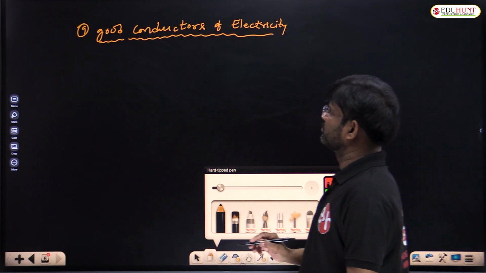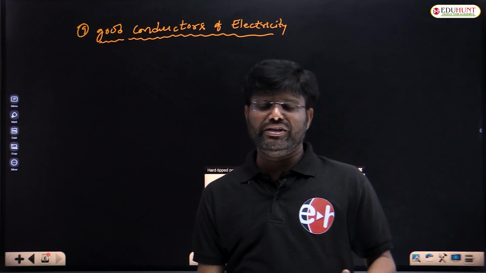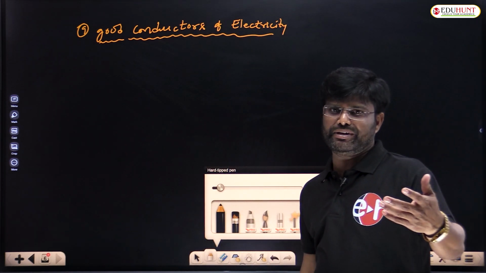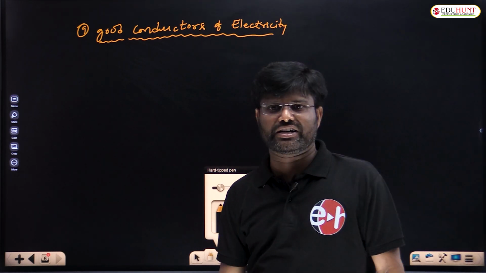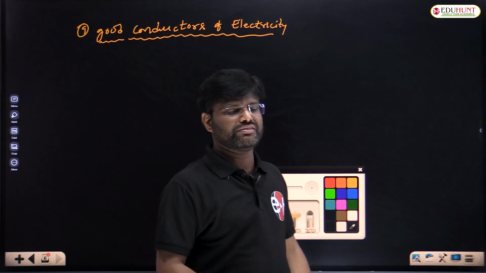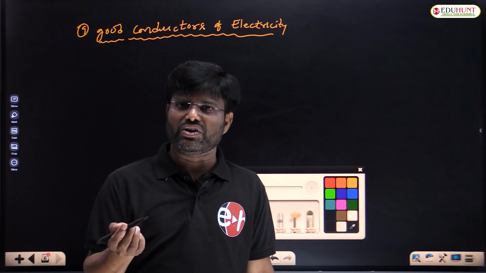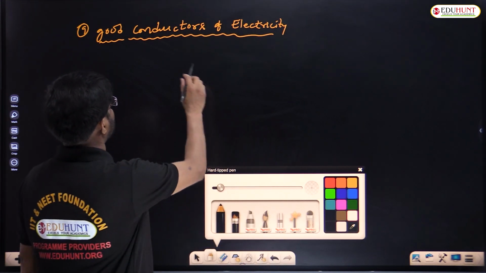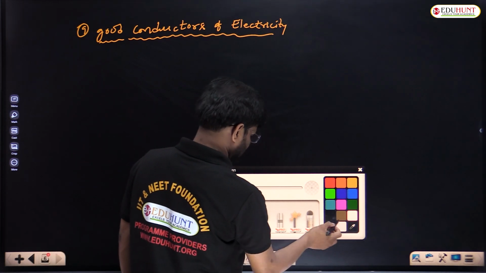Next, good conductors of heat. So the 9th one: if they allow the electric current, that means due to the presence of free electrons, those are good conductors of electricity. So metals are good conductors of electricity because they allow the electric current. If they allow the electric current, that is called a good conductor, because due to the presence of free electrons, it is called a good conductor of electricity.